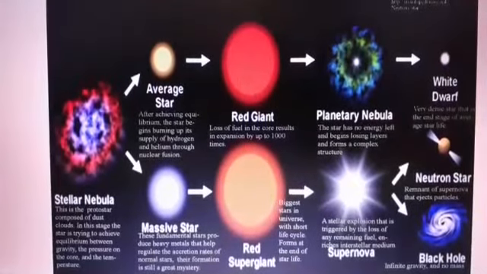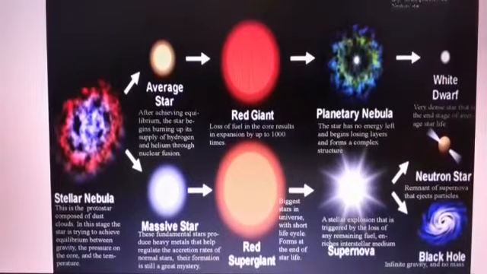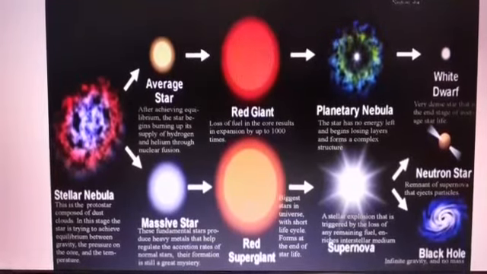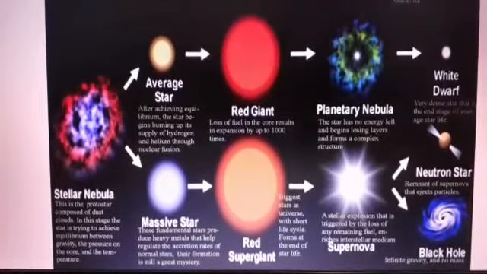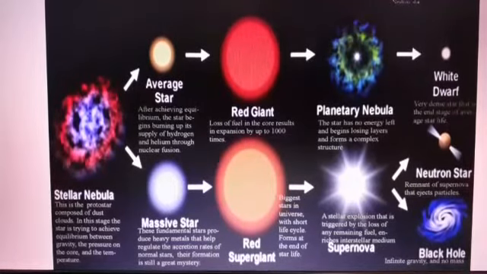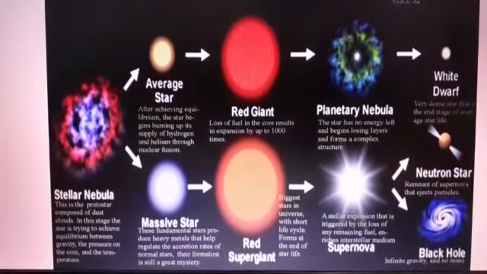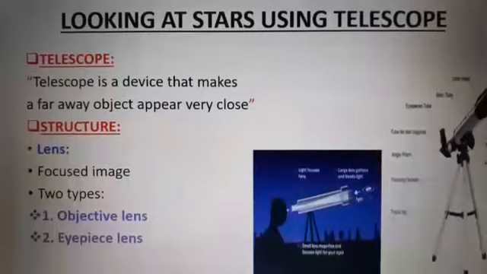This picture is a clear illustration of how the life cycle of a massive star ends in the formation of a black hole. First of all, you can see that the massive star will make a red giant formation. Then the supernova stage, which will end up in the formation of a black hole after the neutron star stage. Coming to the next topic.